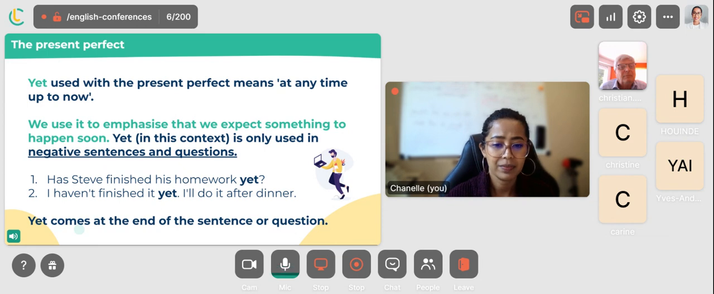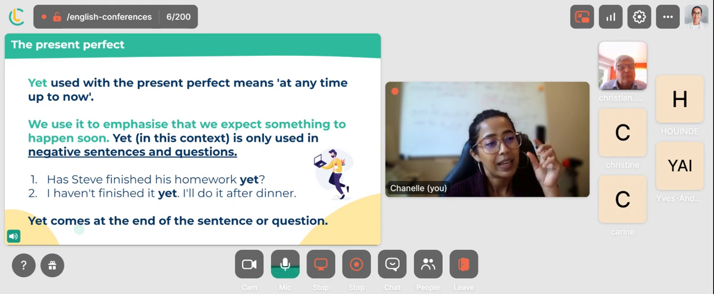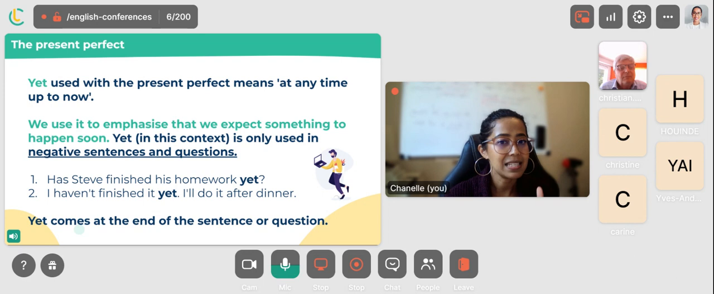For example, has Steve finished his homework yet? I haven't finished it yet. I'll do it after dinner. So again, it emphasizes something we expect to happen soon or that will be completed soon. And instead of giving a time or a duration, we just say yet. Yet comes at the end of the sentence or the question.